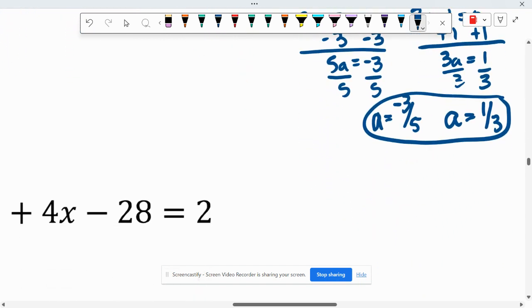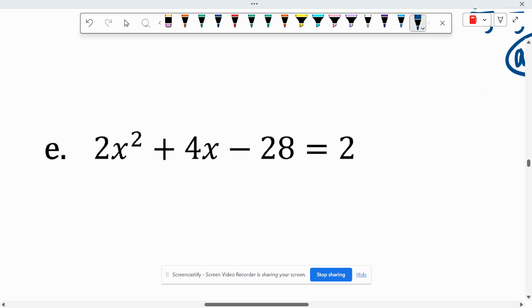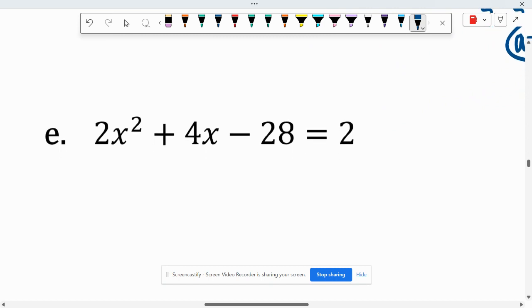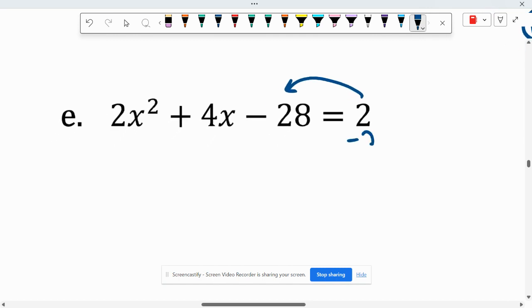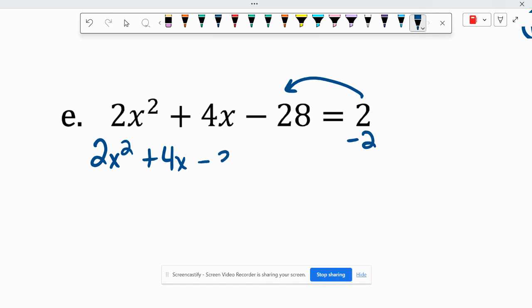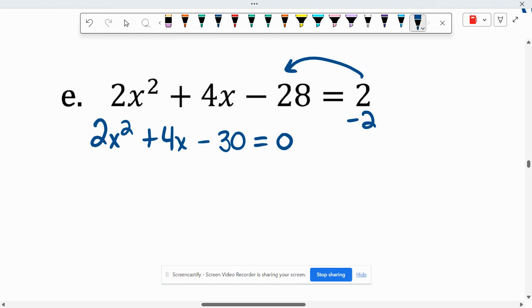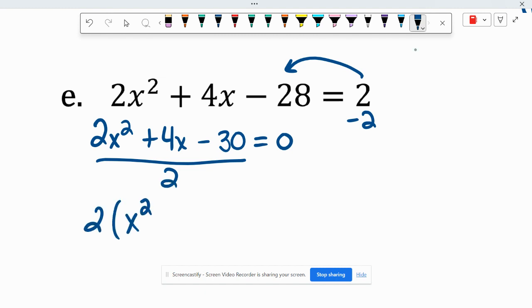Okay, we're going to do E. Is there a GCF in here once we move everything over? You think? I think so. Let's set this equal to 0. What am I going to do? Subtract 2. 2x squared plus 4x, negative 28 and negative 2 give me a negative. Does anyone see a GCF? 2. These are all even. Divide by 2. When you take a 2 out, you have x squared plus 2x minus 15 equals 0.